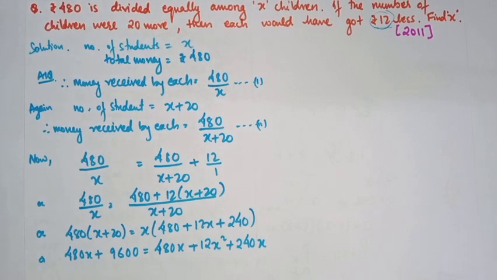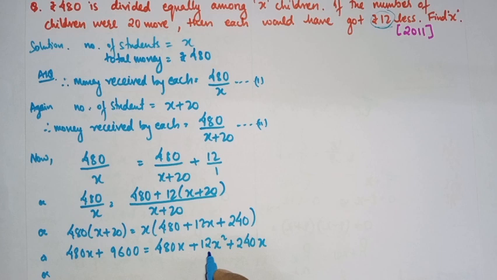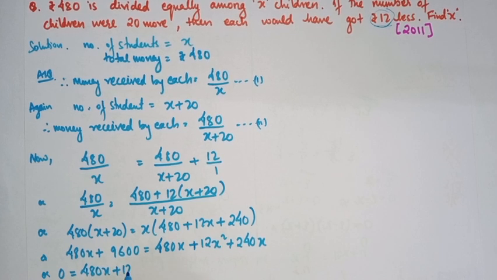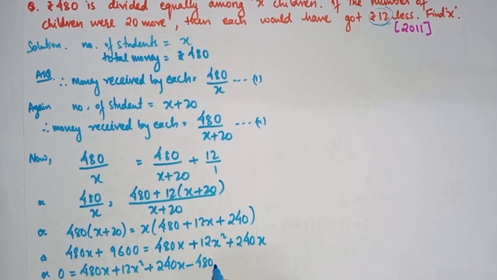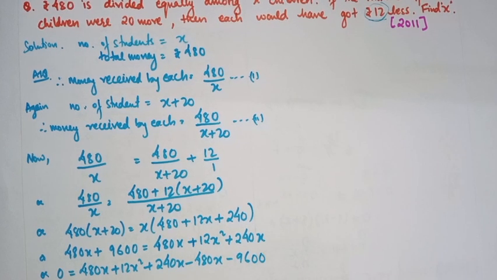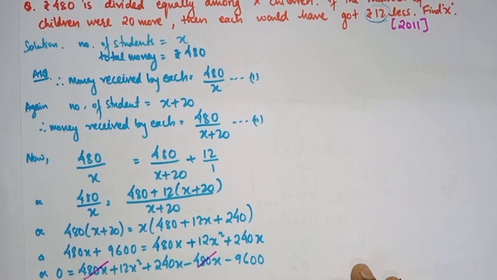So now what I'll do? I don't want to make 12 negative, so I'll take this whole thing to the other side. This way, this side I'll make 0. 480x plus 12x square plus 240x. So when I take that side, it will be minus 480x, and this will be minus 9600. Now you can see here, what will get cancelled? 480 will get cancelled. So that's why I didn't take it to the other side.